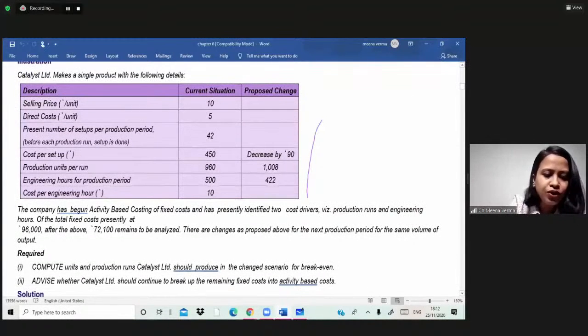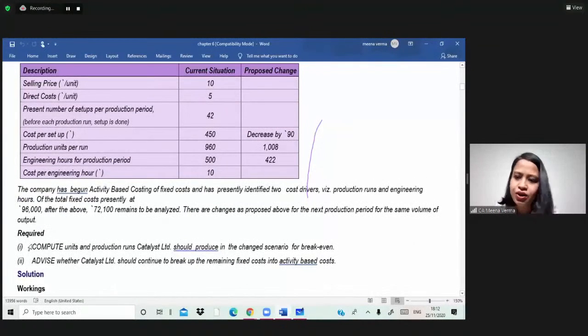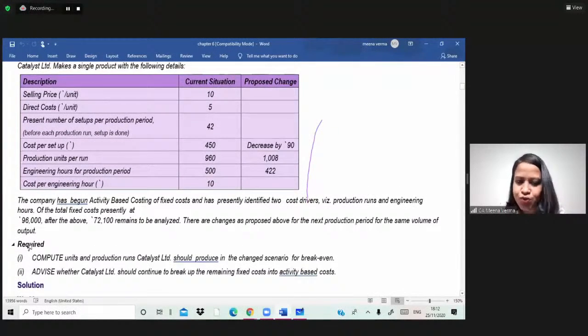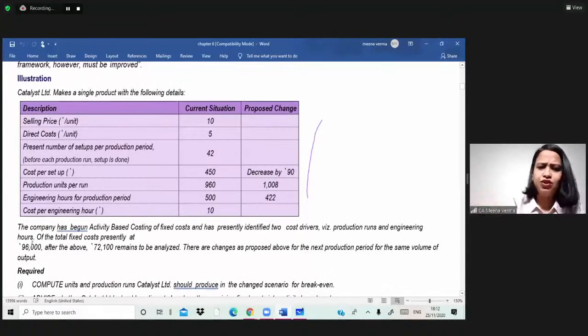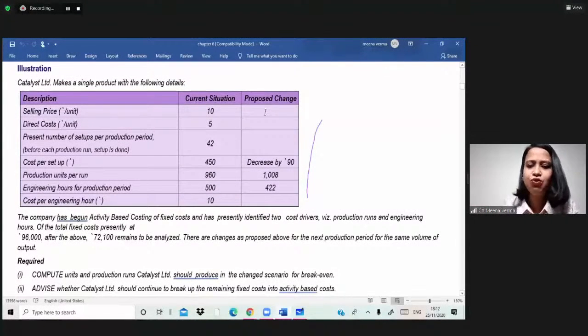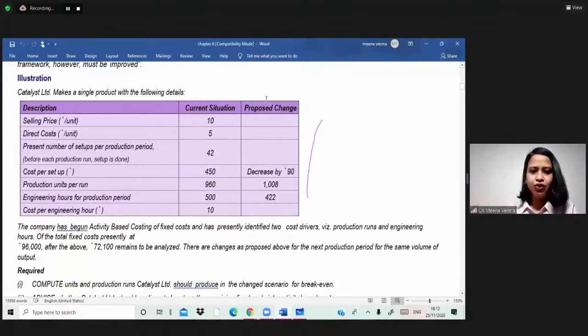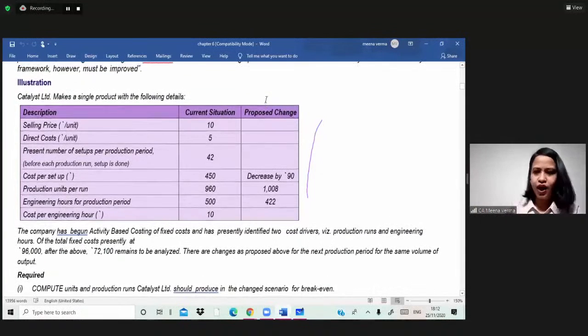What is the requirement of the question here? Compute units and production runs Catalyst Limited should produce in order to reach the break-even point. So here you have the current situation and you have the proposed change, and in case of the proposed change you have to first find out the number of units at the break-even point. First you have to find this.